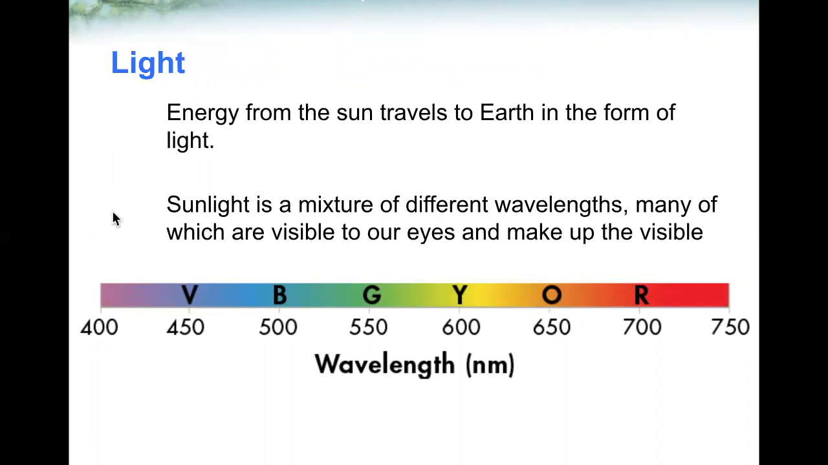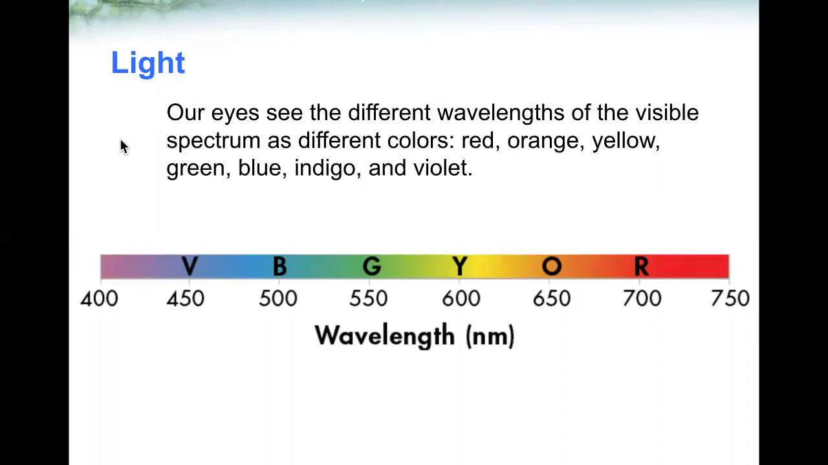Sunlight is a mixture of different wavelengths, many of which are visible to our eyes and make up the visible spectrum. Our eyes see the different wavelengths of the visible spectrum as different colors: red, orange, yellow, green, blue, indigo, and violet.